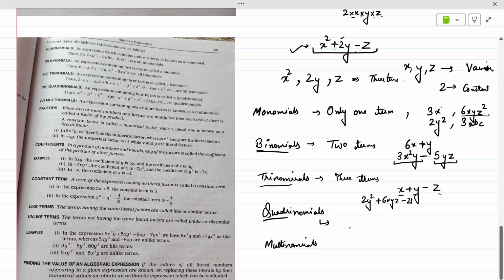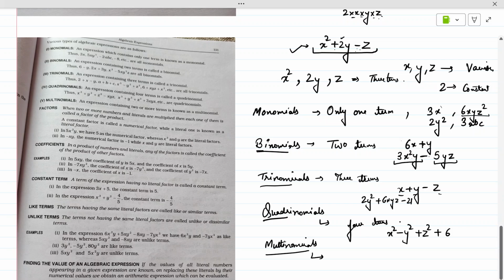In quadrinomials, we have four terms which are separated by these operators. The example I'm taking here is x square minus y square plus z square plus 6. Here we have four terms, x square, y square, z square, and 6, and they are separated by the operators. Easy. The last one is multinomial.